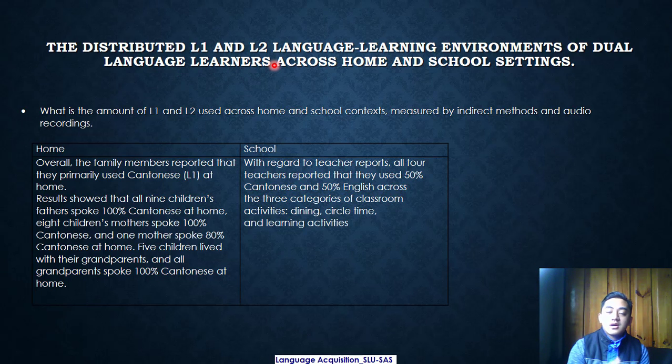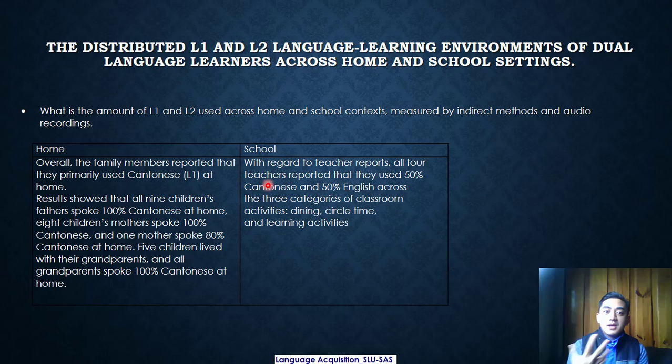dual language learners. These are students who are Cantonese and who are learning English across home and school settings. They are trying to compare home and school, to see which is dominant. Basically, the research tells us that Cantonese is actually 100% dominant inside the house. Meanwhile, in school, there is a 50% usage of Cantonese and English. The statement of the problem is: what is the amount of L1 and L2 use across home and school contexts, measured by indirect methods, questionnaires, and audio recordings? These are the direct method, in which they recorded the conversations of these environments, home and school. So basically, it's just home and school, two things.